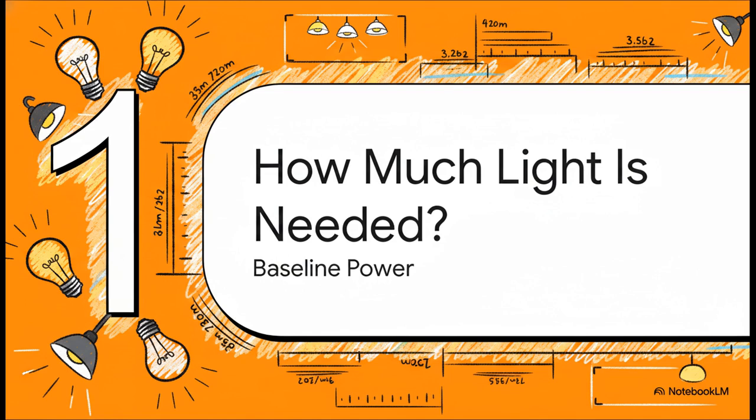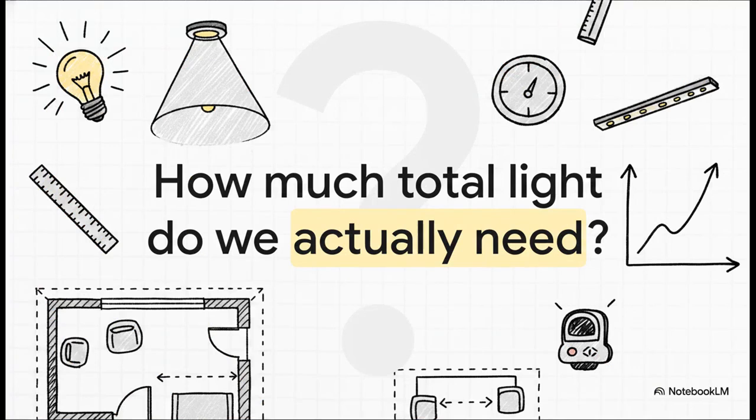Before we even think about what style of light or where it goes, there's one really big question we have to answer first. It's the foundation of every single lighting plan. This is always step one. We need a target for the total amount of light in the room. We measure this in lumens, and you can just think of lumens as the raw quantity of light. Now, to figure out our target number, we turn to our most important formula.